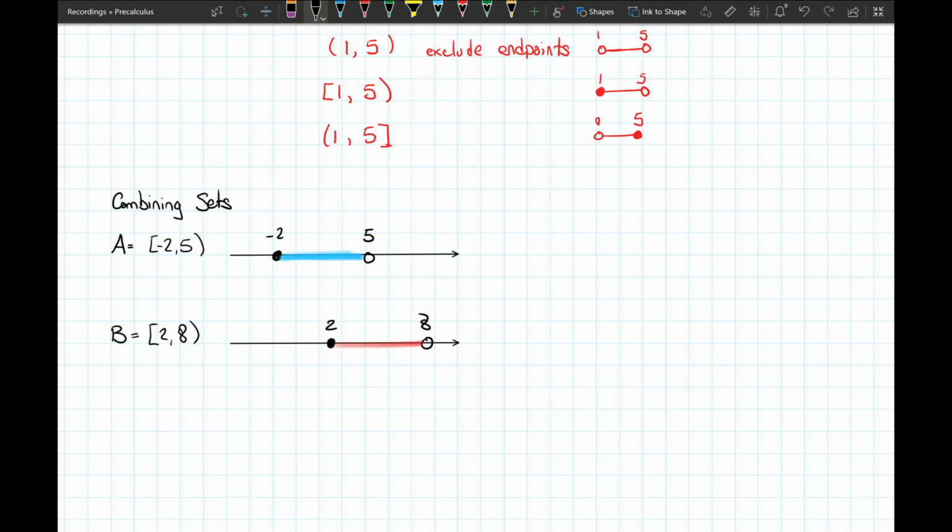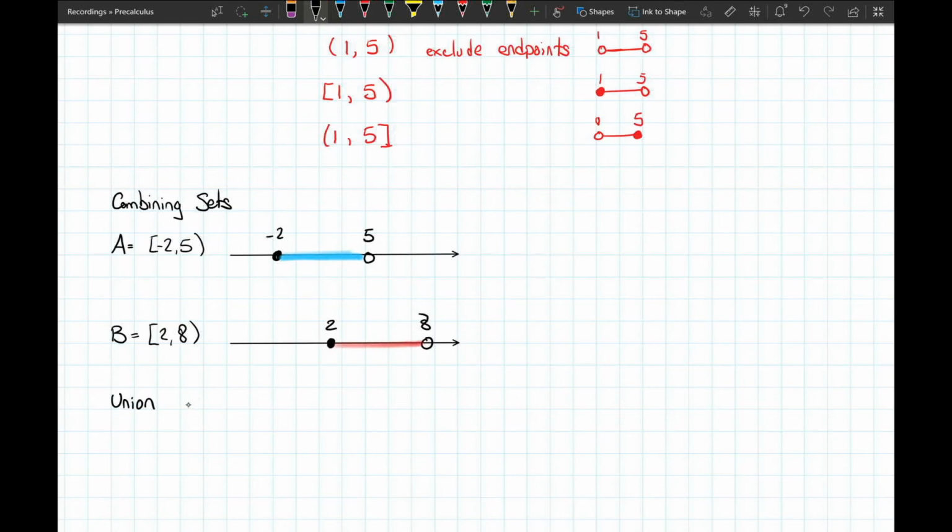A is from -2 to 5, not including 5, and B is from 2 to 8, but excluding 8. Now, I have a couple different options as to how I might want to combine those together. Perhaps I want to include everything from the blue line and everything from the red line. Well, there are some numbers from 2 to 5 that I don't need to count twice. So it's not just A plus B. We have a different notation for that. So the first thing is called the union of two sets.